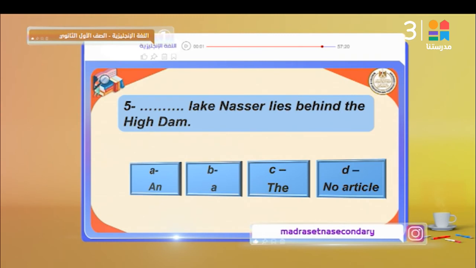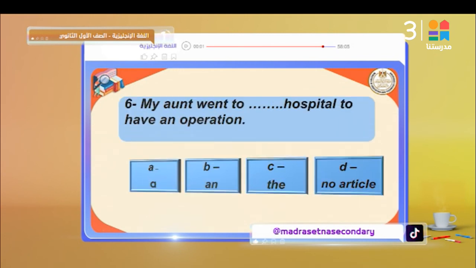Question number 5, Lake Nasser. Of course, again, no article because lake doesn't take "a" or "the", but if it is plural, it will take "the". So we can say the Great Lakes, but when it is singular, we can't take "the", so we say Lake Nasser. Okay, this is the end of our lesson today.